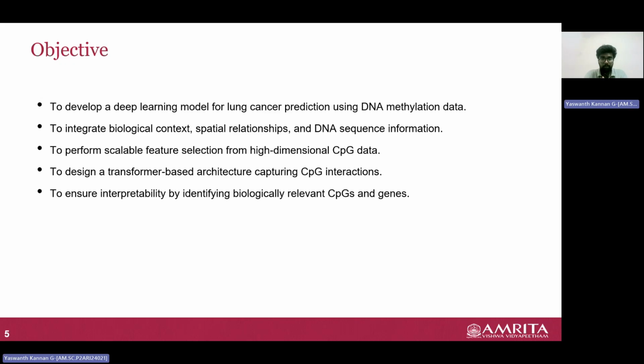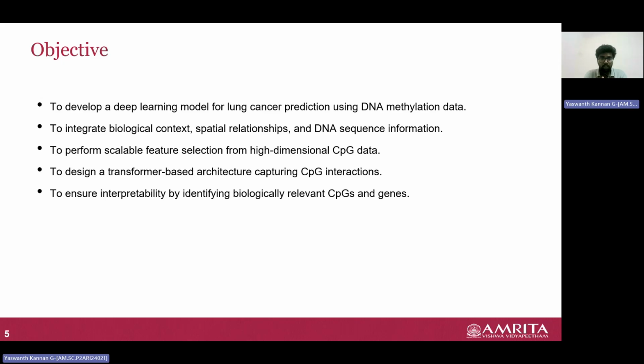The primary objective is to develop a deep learning model for accurate detection of lung cancer using DNA methylation. To achieve this, the model is being designed to integrate multiple layers of biological information such as methylation signals, genomic context, and DNA sequence information. Another key objective is to handle the high dimensionality of methylation data by performing effective feature selection so that only the most relevant CpG sites are used for the model.